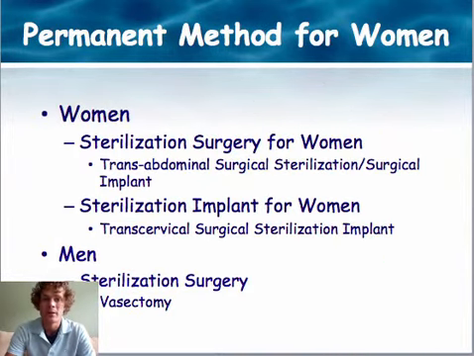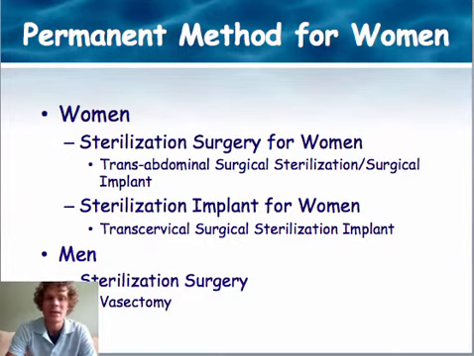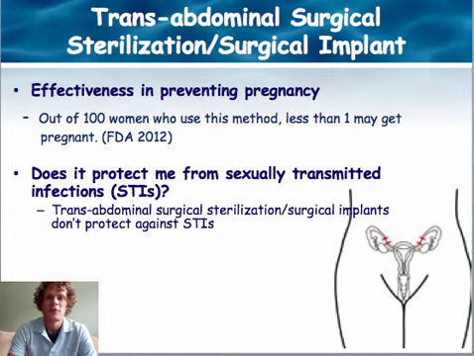Permanent method for women. There are 2 different surgeries that women can have, a sterilization surgery and a sterilization implant. For men, there is a sterilization surgery called a vasectomy. The transabdominal surgical sterilization implant. Out of every 100 women who use this method, less than 1 may get pregnant. This implant does not provide any protection against STDs.